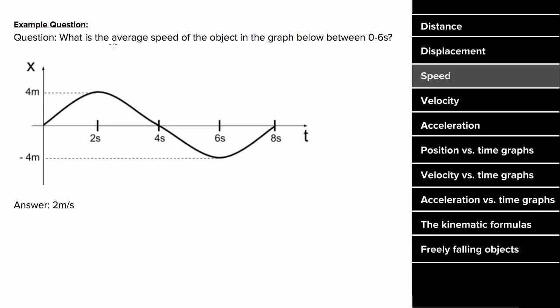If you had this graph and you wanted to determine the average speed between 0 and 6 seconds, you'd have to remember that average speed is the distance per time. The distance between 0 and 6 seconds would be 4 meters plus 4 meters plus another 4 meters would be 12 meters of distance. And the time it took to travel that 12 meters of distance was 6 seconds, which gives us an average speed of 2 meters per second.